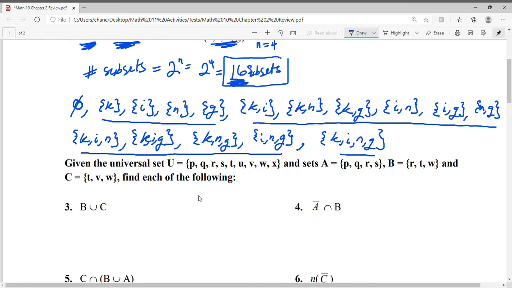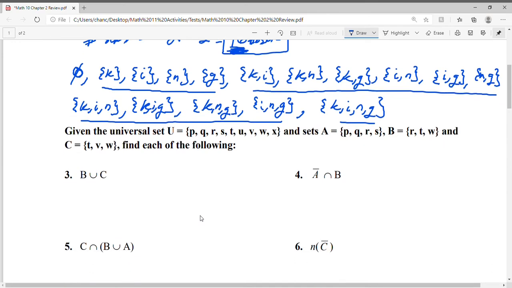Given the universal set U is P, R, S, T, U, V, W, X, and the set A is equal to P, Q, R, S, B equals R, T, W, and C equals T, V, W, find each of the following. Let's find B union C.